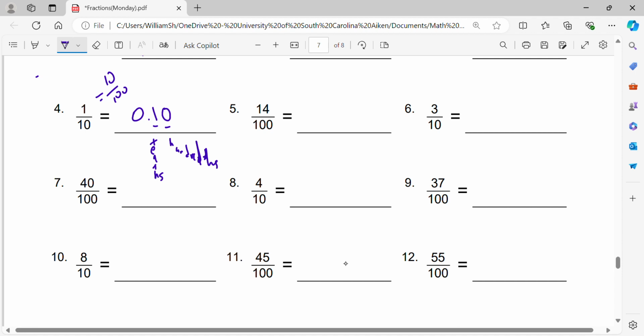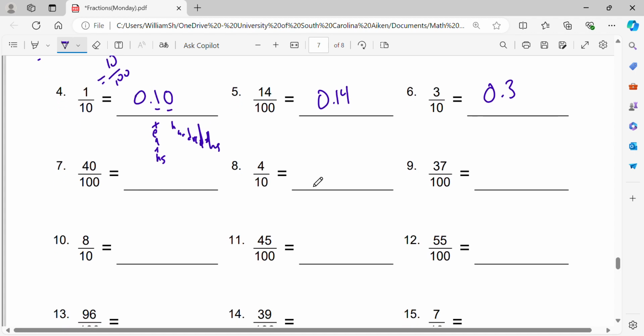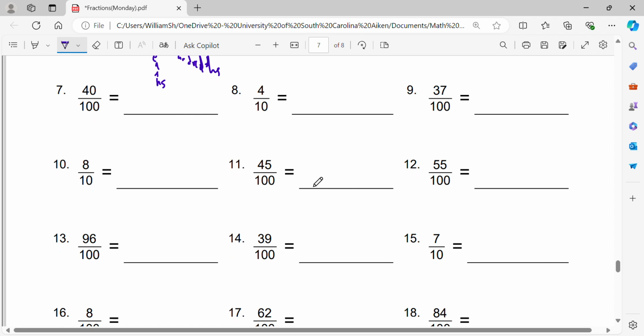I've got 14 in the hundredths place here because we're dealing with a 100 base here. So it should be 0.14. I got a 3 in the tenths place, so it should be 0.3. That's the beauty of working with the 10 and the hundredths as far as your division factors go, and your fraction factors converted to what we would call decimals.